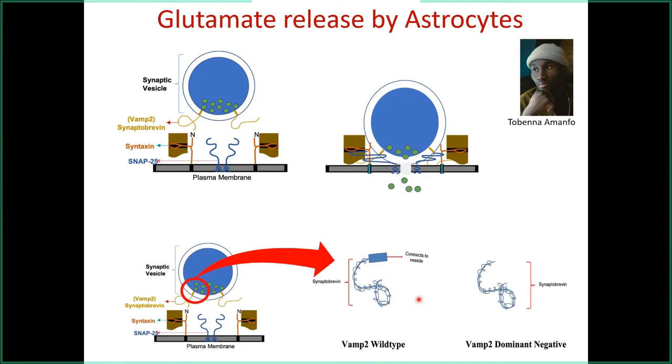So Toby decided to use the same strategy, a dominant negative strategy, and we basically express the truncated version of synaptobrevin, only the cytoplasmic domain. The vesicle membrane spanning domain is deleted in this. So he expressed this. So what we expect is that synaptobrevin will bind to syntaxin on its own and then prevent the binding of the endogenous synaptobrevin with the SNARE complex.